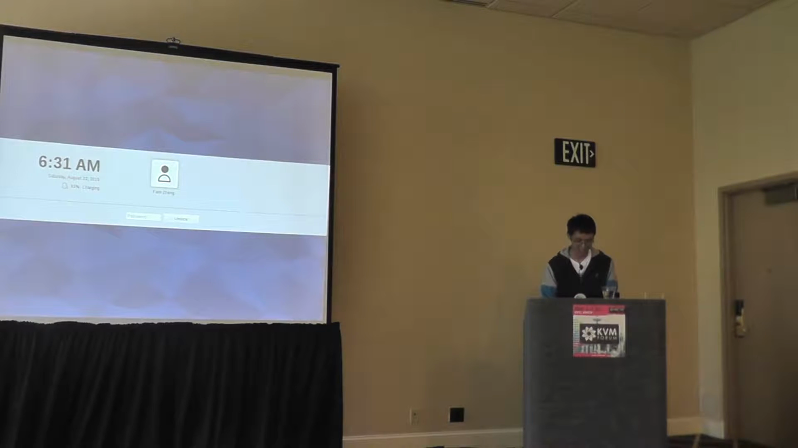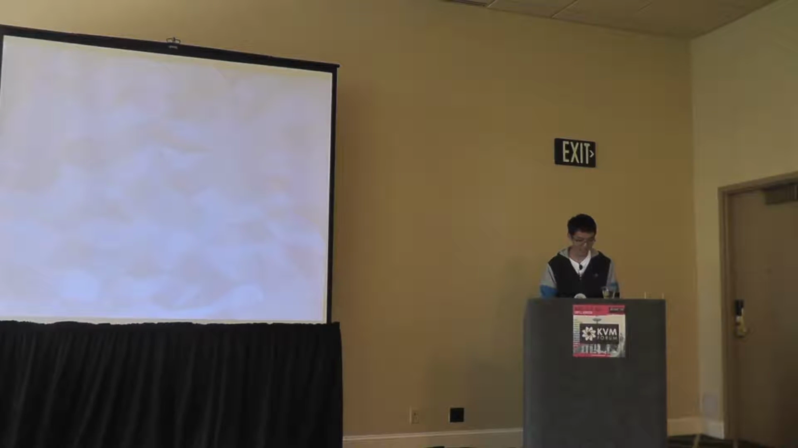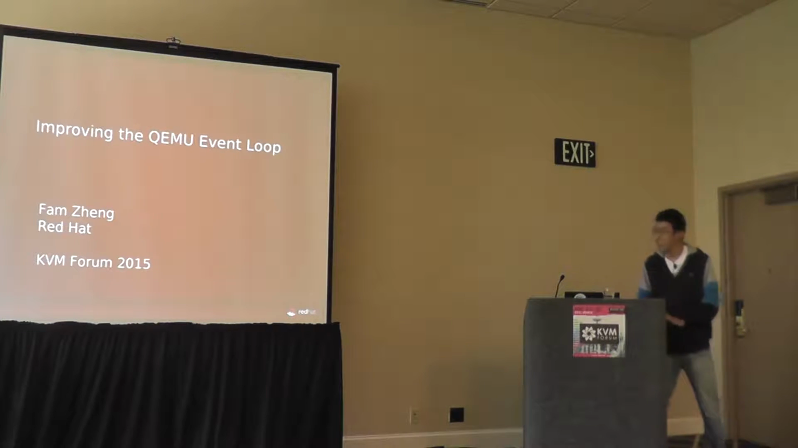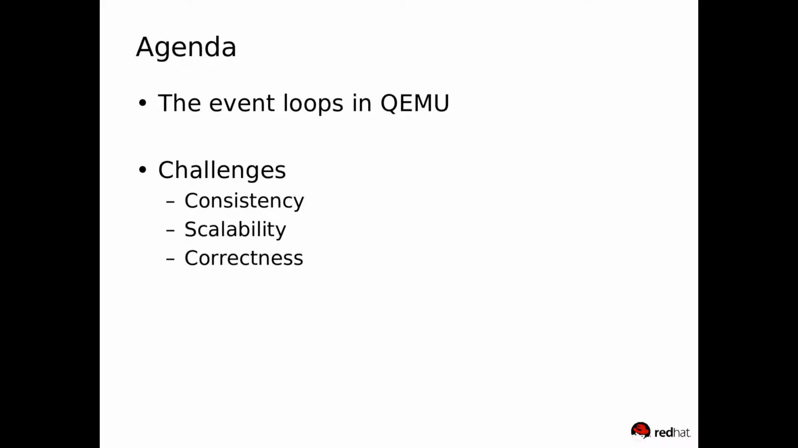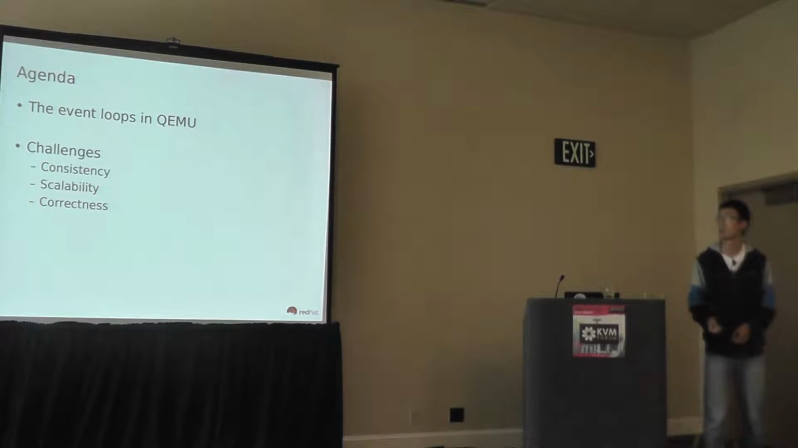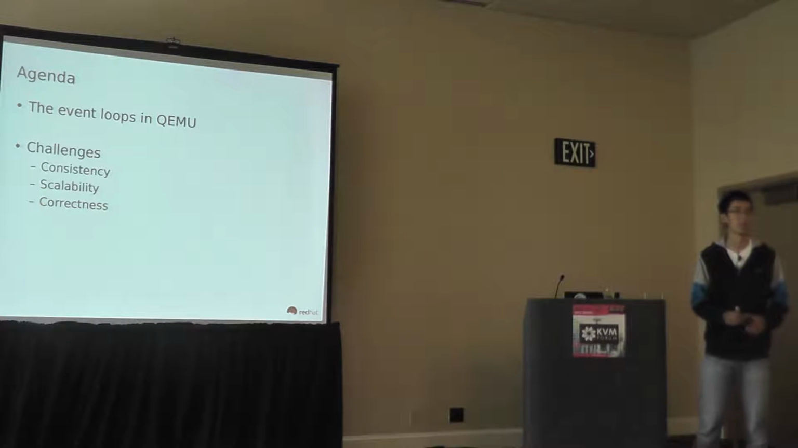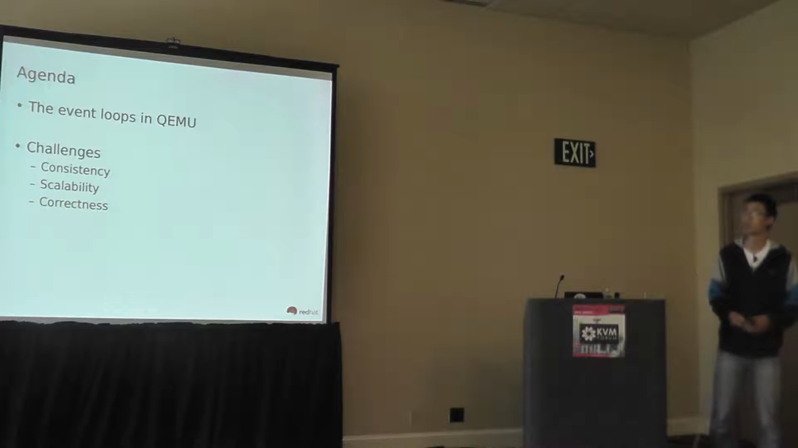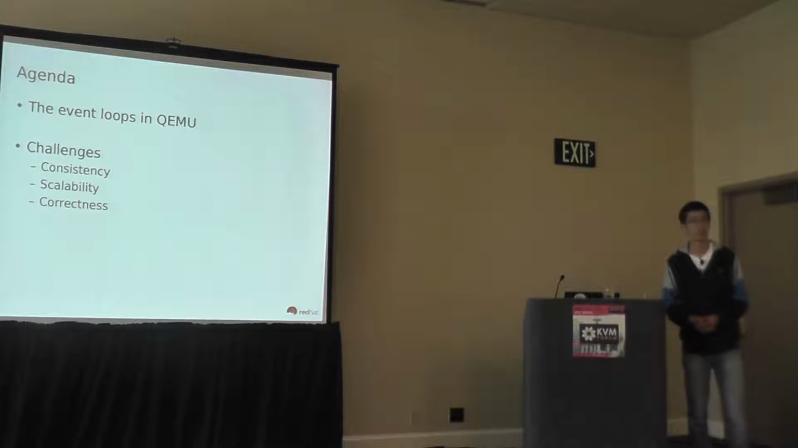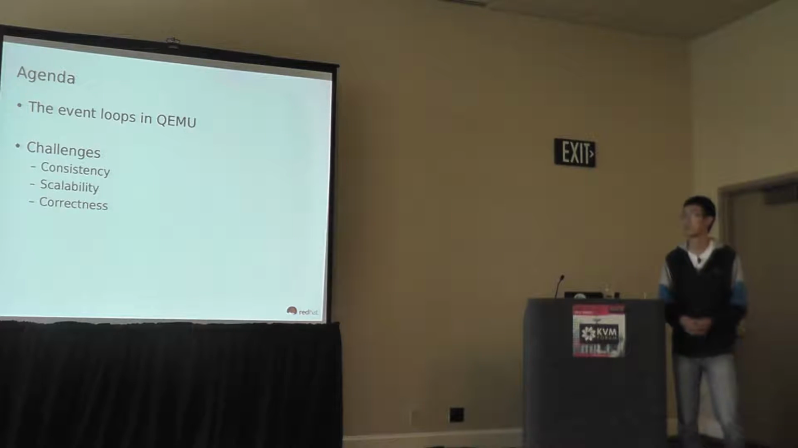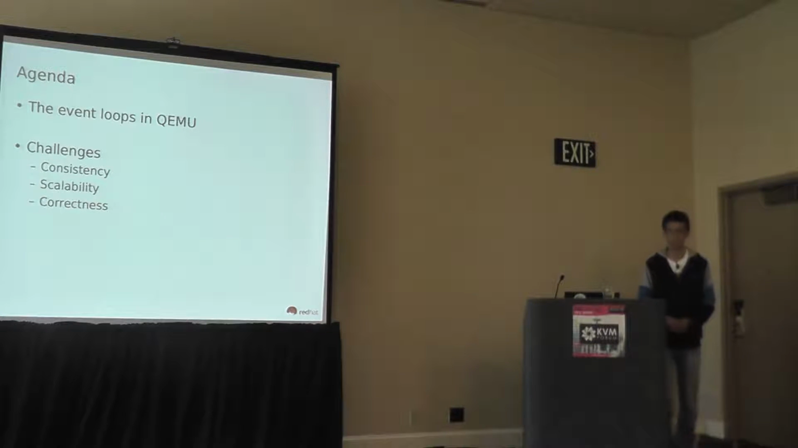I'm going to talk about QEMU's event loop today. So this is what I will cover today. The first half is about the event loops in QEMU we currently have. I will give an introduction about how it works and what is there. And from there, we can see a few challenges we are facing now, including a few aspects such as consistency and scalability and correctness. And I will show you what the real challenges mean and what we can do to fix them.